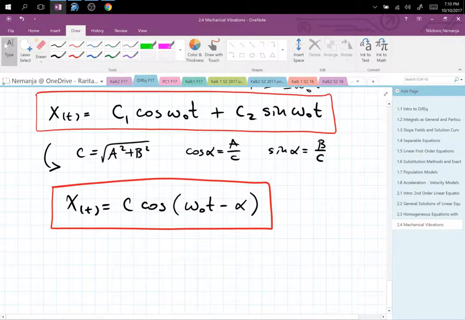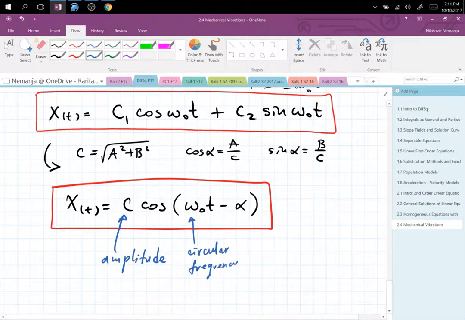Now, you know from your PreCalc 2 that this number here is the amplitude. You know that omega 0 is related to the period. Over here is called the circular frequency, and angle alpha is the phase angle. So this is the equation that you want to know.